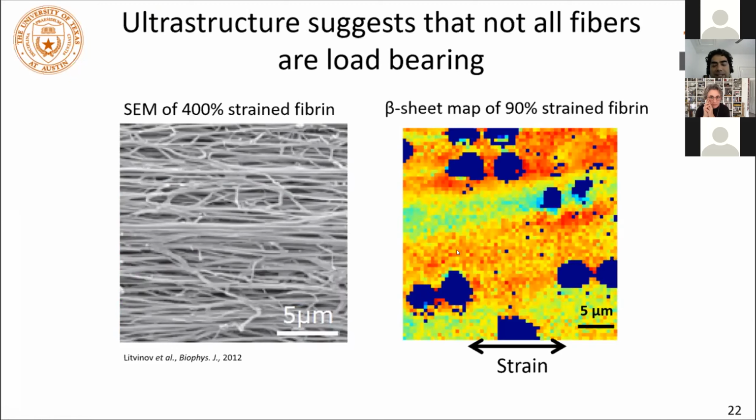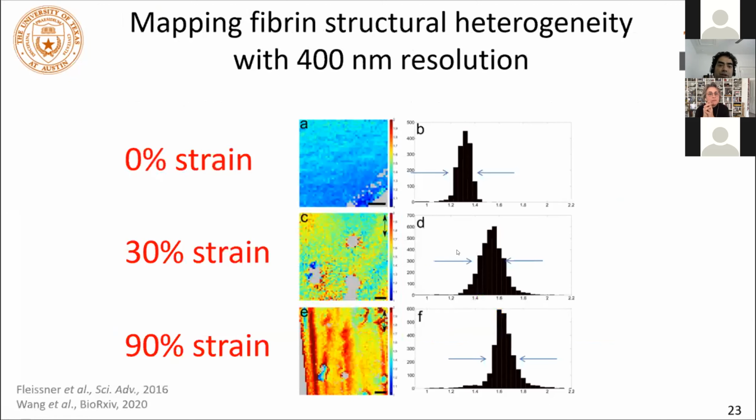And so if you do this at different strains and map how the structure is changing by looking at each pixel, you get one of these spectra, then you decompose it and you can get the amount of beta sheet and the amount of alpha helix. You can see that as you strain these composite samples, you get more heterogeneity within them. You've got a uniform sample here, it gets slightly heterogeneous, maybe a little heterogeneous here.